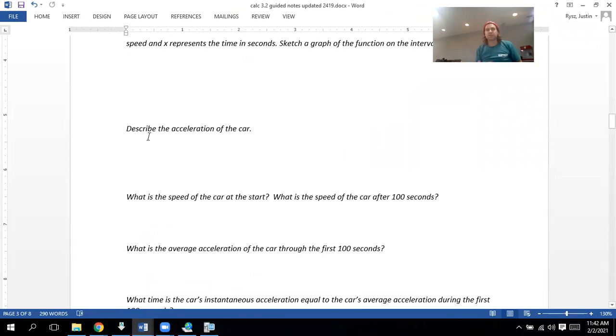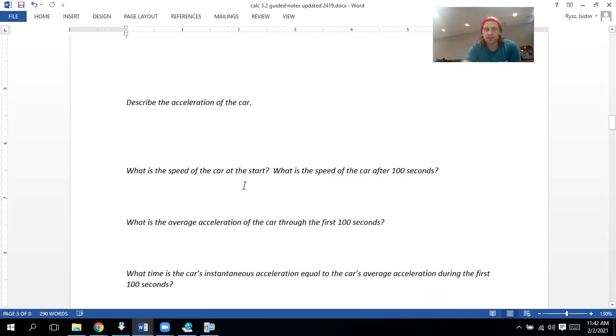So if we wanted to describe the acceleration, the car is accelerating a lot faster in the first 10 seconds than it is after. So the acceleration kind of slows down. The car is increasing speed, but it's not accelerating at the same rate.